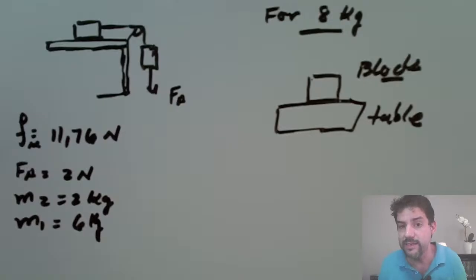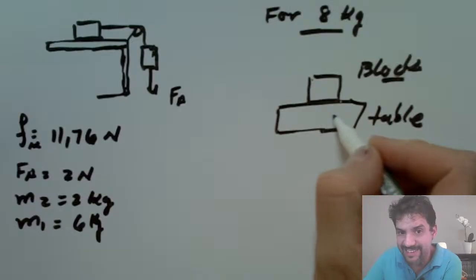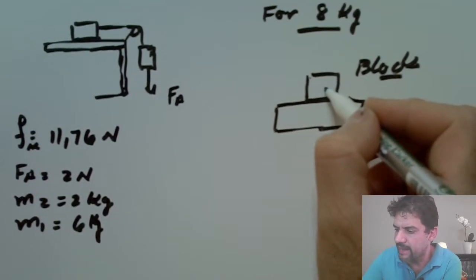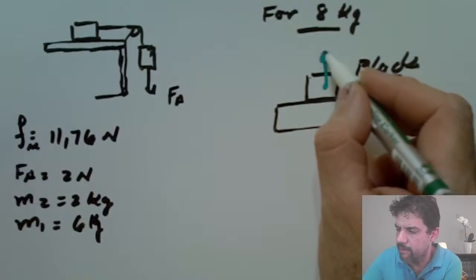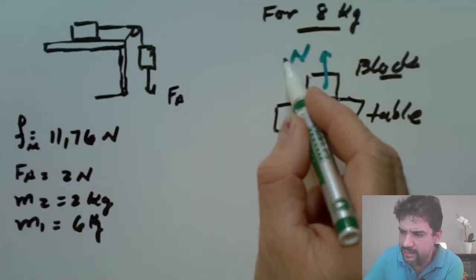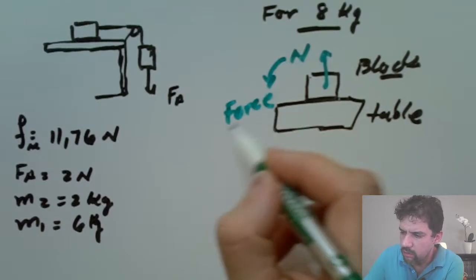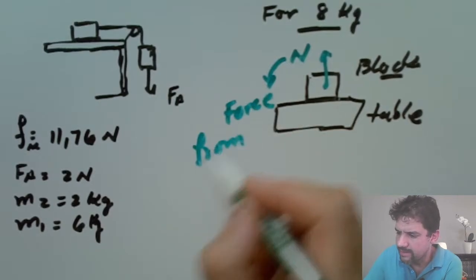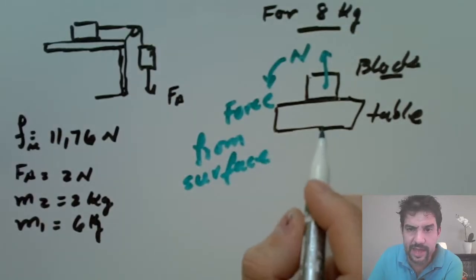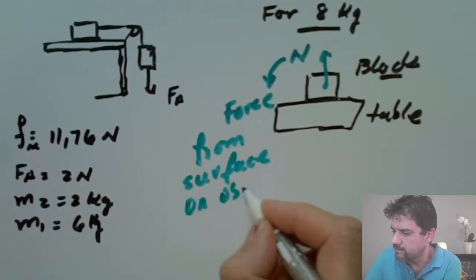Now, what is normal force? Normal force is the force from the surface, which is the table, on the object. So it will be acting on this object pointing up, and I'm going to write here normal force. Now, you must know the definition. This one is force from surface. Surface in this case is the table, on the object.